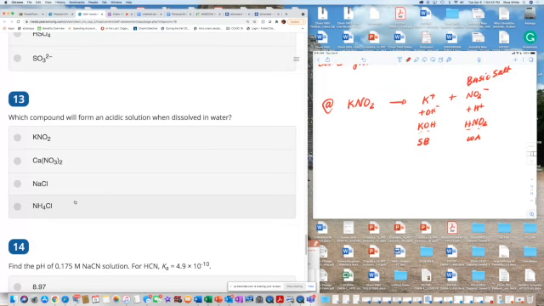Okay, that's A. So we just said A did not qualify. Why did we disqualify it? It will give us a basic salt and basic solution. They said they want acidic.